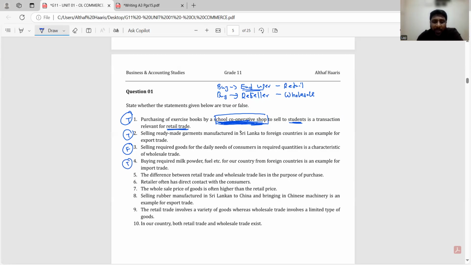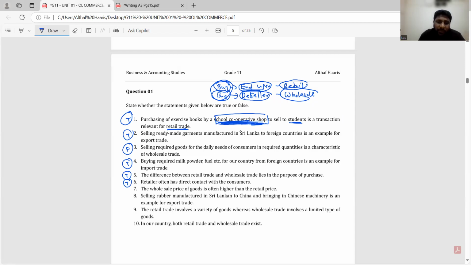The difference between retail trade and wholesale trade lies in the purpose. Yes, that's what I told you. If you are purchasing in the expectation of selling to an end user, that is a retail business. If you are buying in the expectation of selling it to a reseller, that is wholesale. The purpose of the purchase. Yes, true. A retailer often has direct contact with the consumer. Yes.